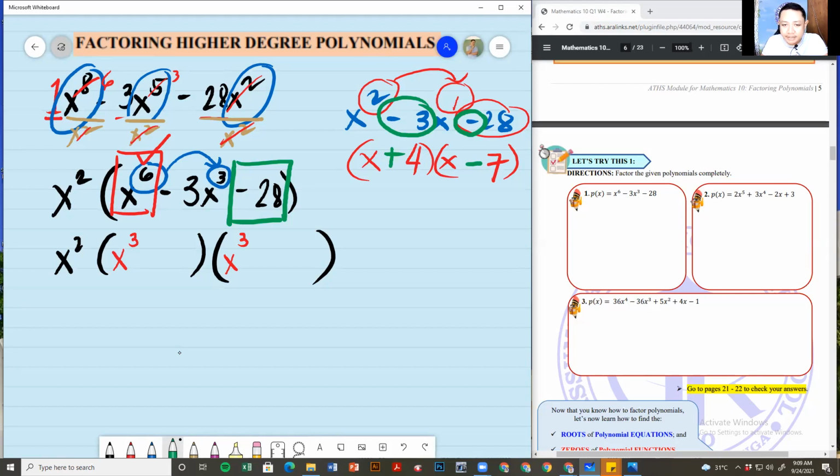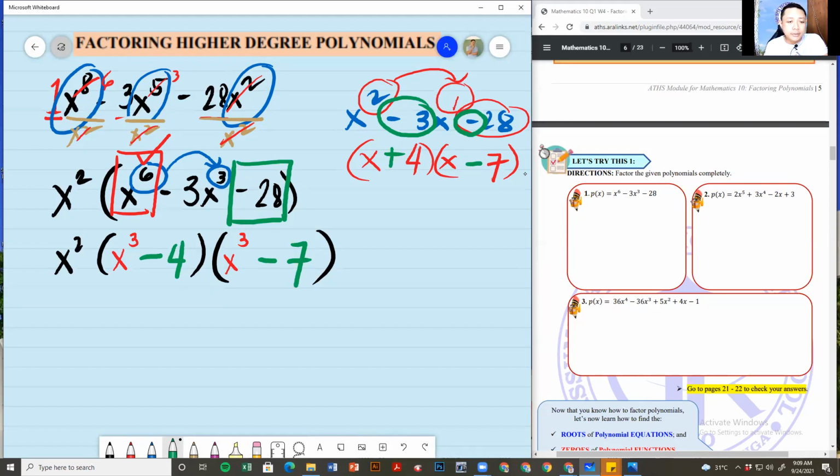Now, I want the specific patterns. So we have here 4 and 7. What should be their signs? Same process, negative 28 and negative 3. Exactly. We have negative 7 and negative 4. Okay, that's it.